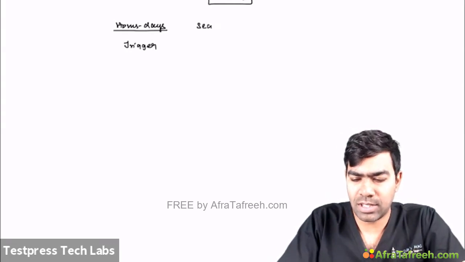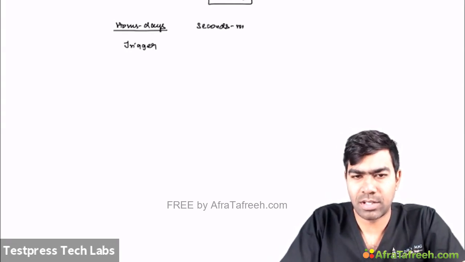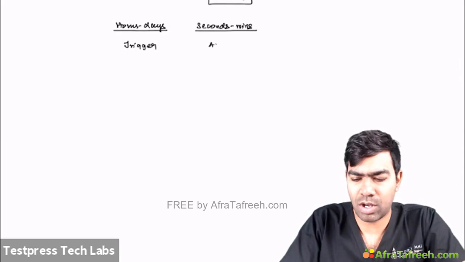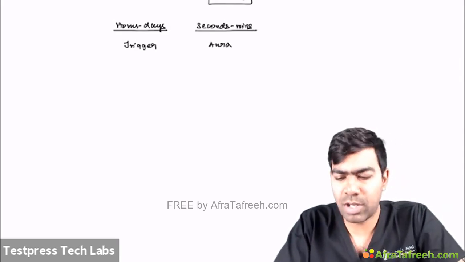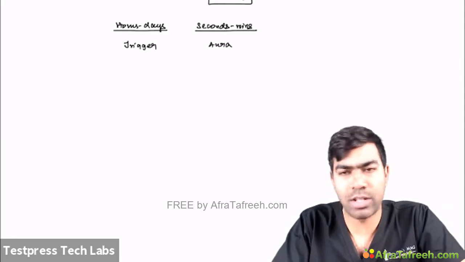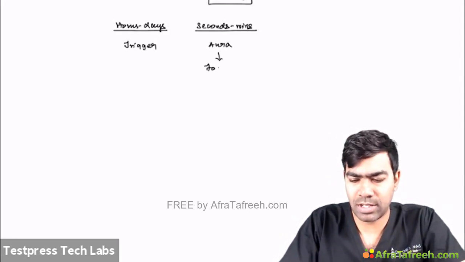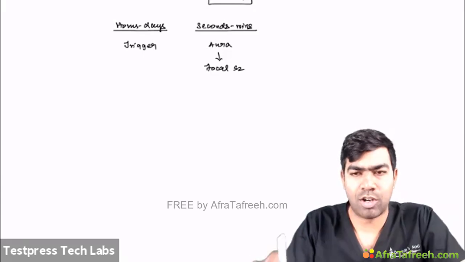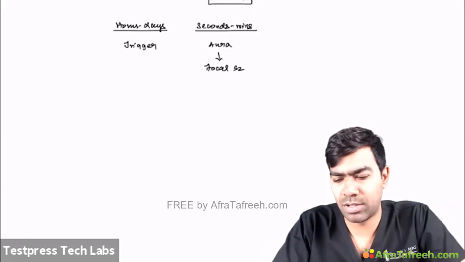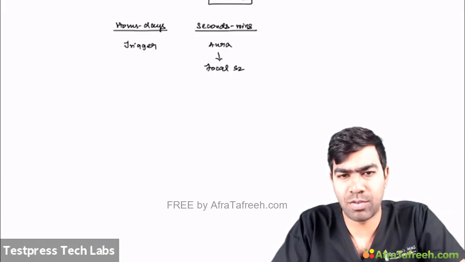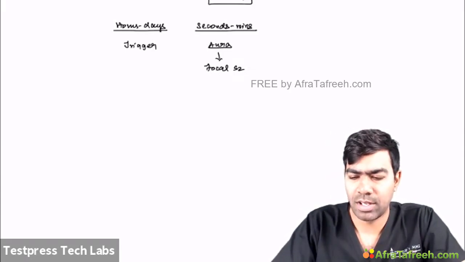Then before the seizure happens, in the seconds to minutes, they tend to have an aura. This is typical. I'm not saying this will be the case in all seizures. This is very typical. So aura in the form of a focal seizure, like epigastric rising or probably contralateral clonic movements. So they're going to have a focal seizure. This is the aura phase.